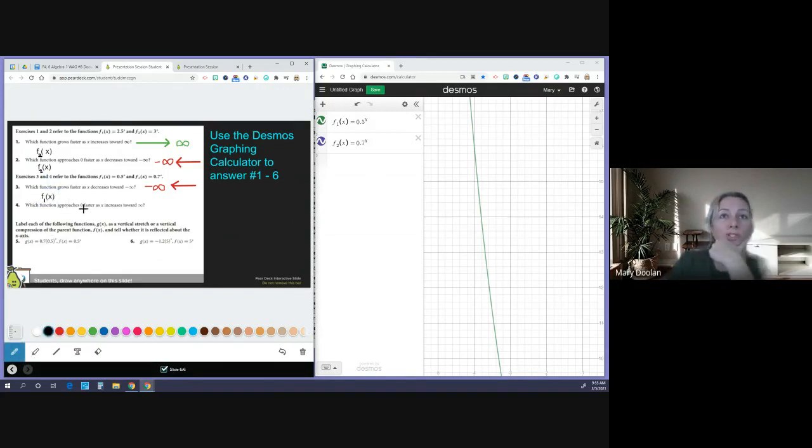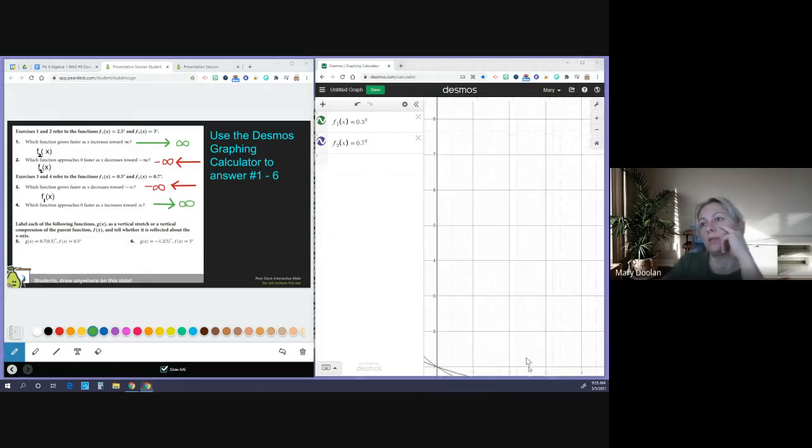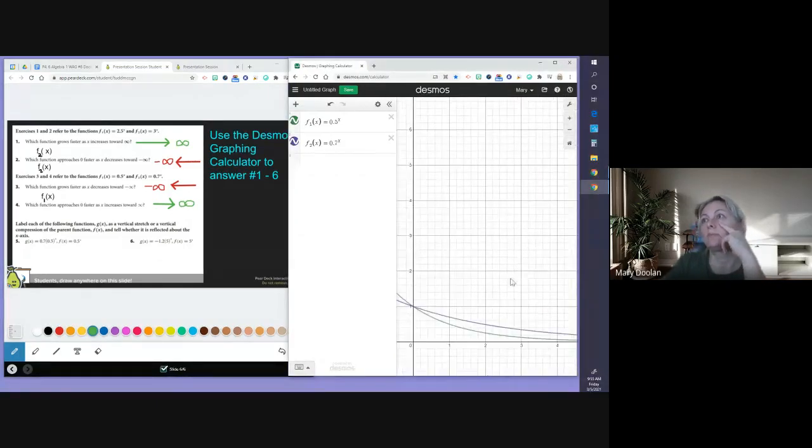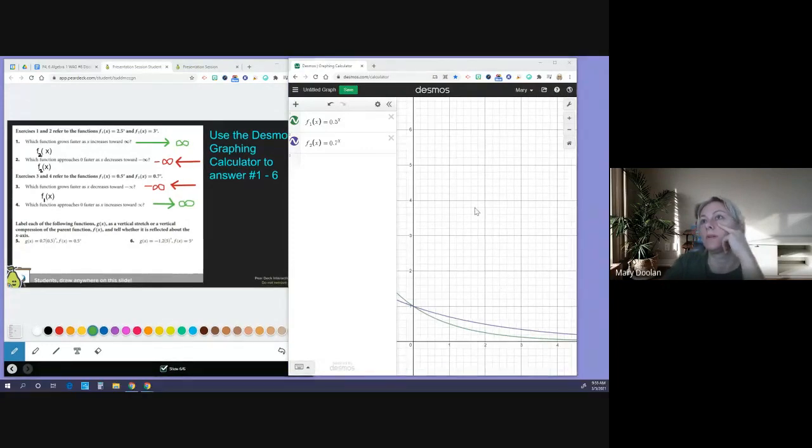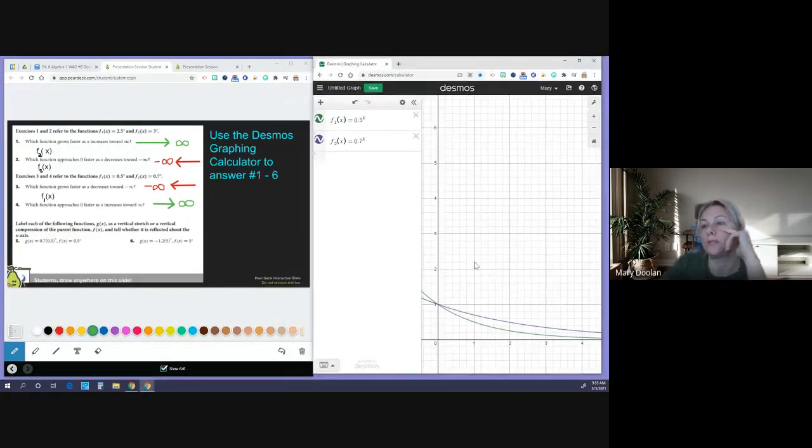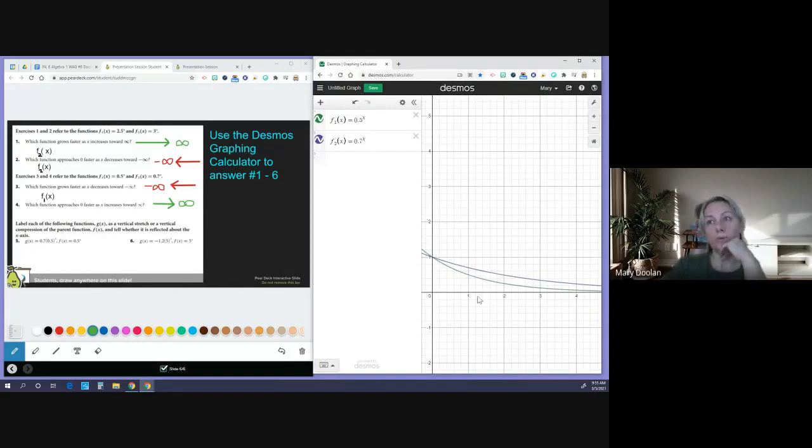Which function approaches 0 faster as x increases towards positive infinity? All right, so now we're looking at moving to the right, going towards positive infinity. You can just say infinity, you don't have to say positive infinity. So that's when we're on the right-hand side of the y-axis.